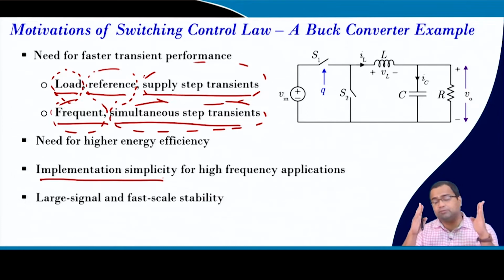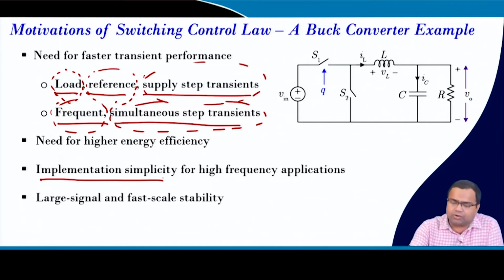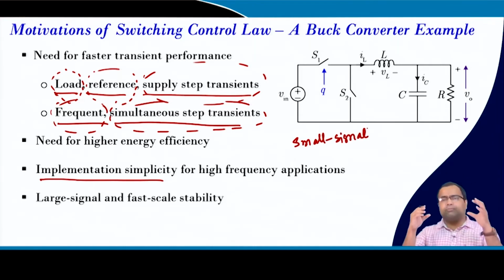Another important point: since we are talking about the switching control law and we are going to visualize it from the large signal point of view, we need to ensure that the system is stable. There are different types of stability, and we talk about small signal stability when we consider a transfer function based approach, where we talk about gain margin, phase margin and so on. But here we are not talking about small signal.